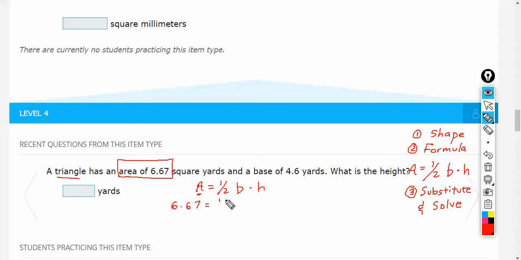Half drops down. Base, it says the base is this. So I'm going to take the B out and put 4.6. We don't know what the height is, so we leave the H. That is the missing variable.